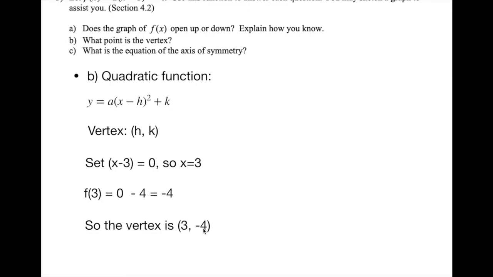That's part B. For part C, equation of the axis of symmetry. The axis of symmetry will be the line going through your vertex, and that is vertical. So that will be x equal to this x coordinate, which is 3. So that's the axis of symmetry.